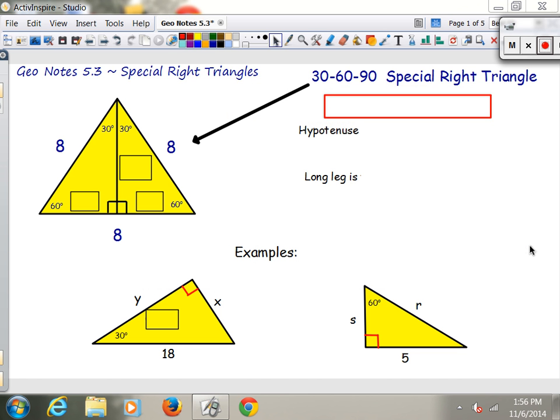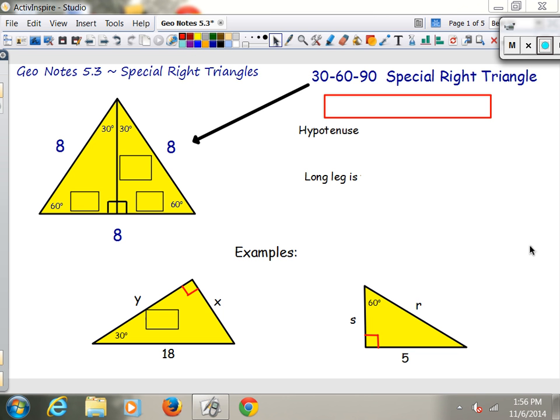Special right triangles. It's our section 5.3. Now, they're special because of a couple of things. One thing that makes them special is that they come from some special shapes. We make them because of special shapes.